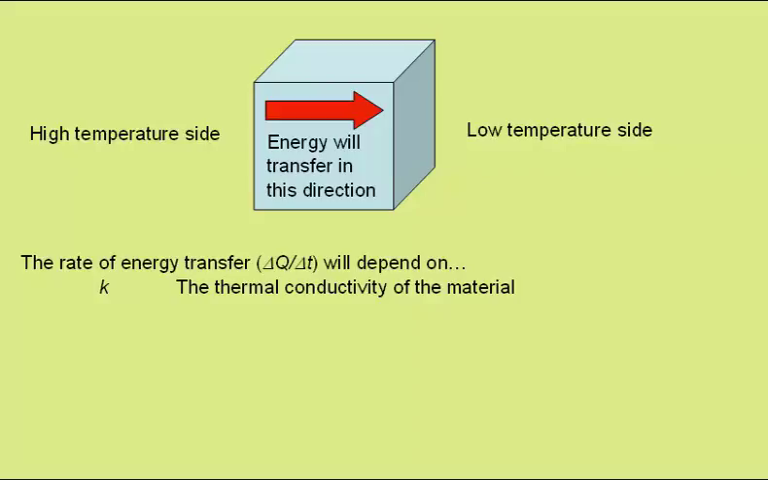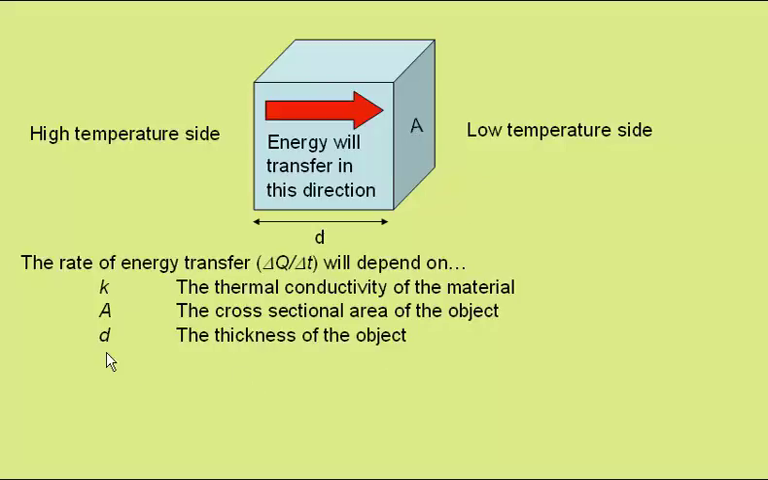The rate of energy transfer also depends on the cross-sectional area A of the object. I've represented it here on the diagram. The bigger the cross-sectional area, the more surface there is for the energy to pass through, and so the greater the rate of energy transfer.